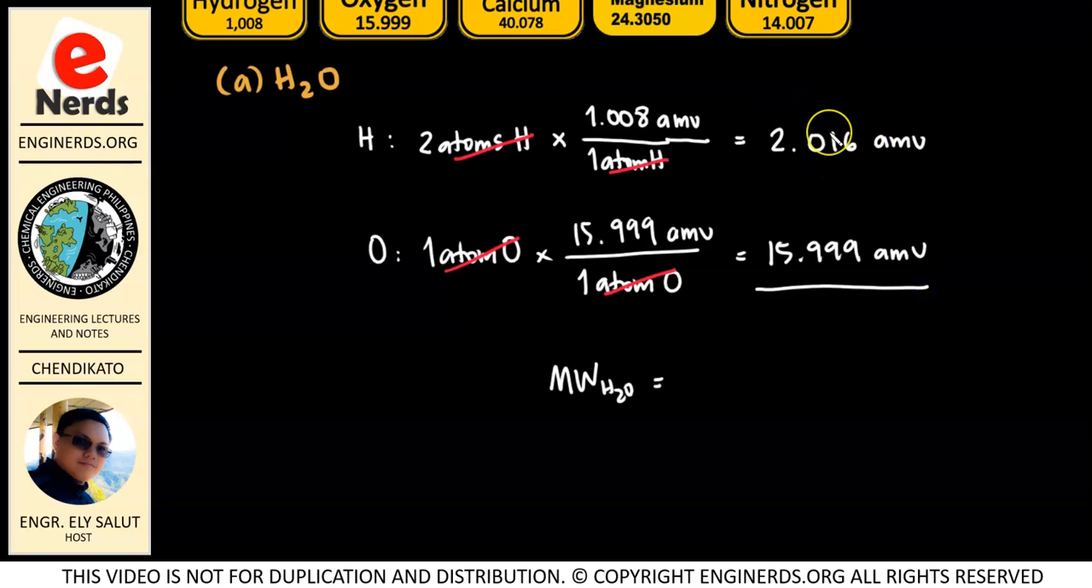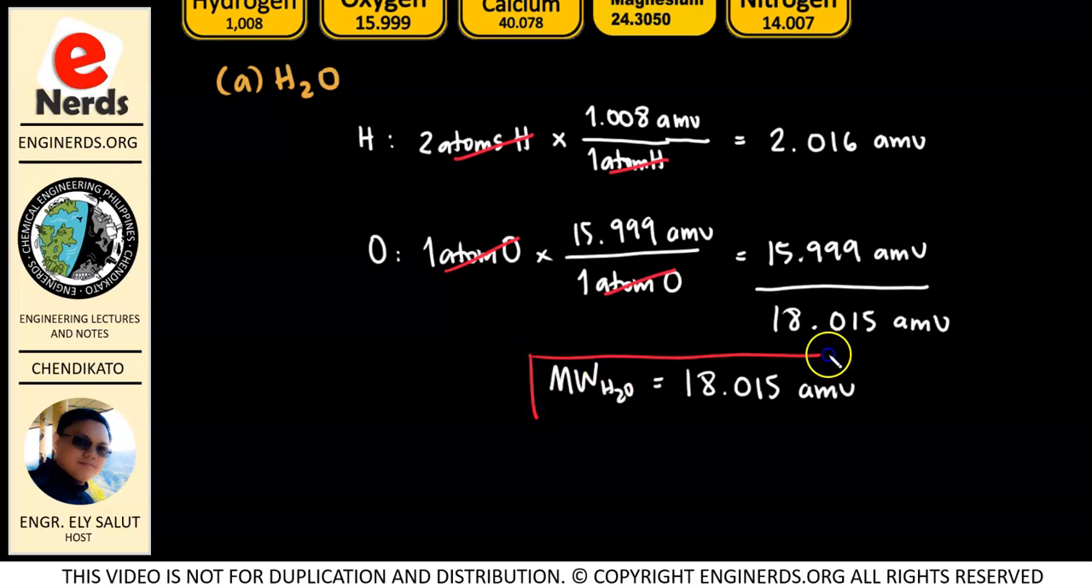Okay? So, the molecular weight of our water is equal to, we just need to add itong mga values na nakuha natin dito, no? So, we have 2.016 plus 15.999 will be equal to 18.015 atomic mass unit. Okay, so kapag inad natin yan, yan na yung tinatawag nating molecular weight or the formula weight of our compound. So, this is equal to 18.015 atomic mass unit. So, this is our answer for our first requirement, which is for water.